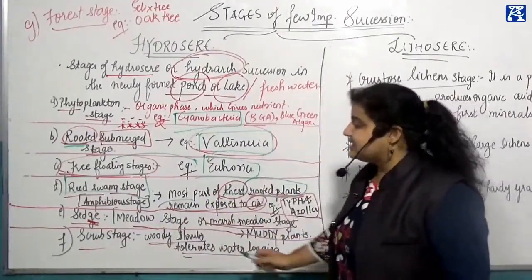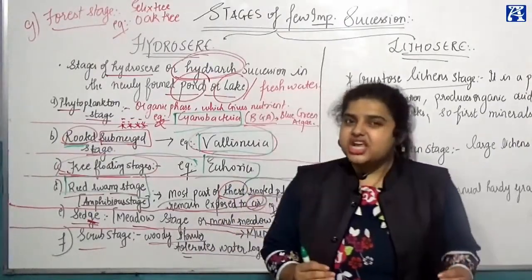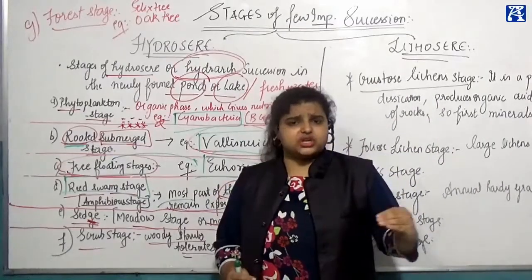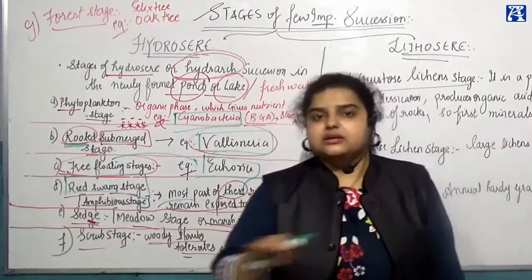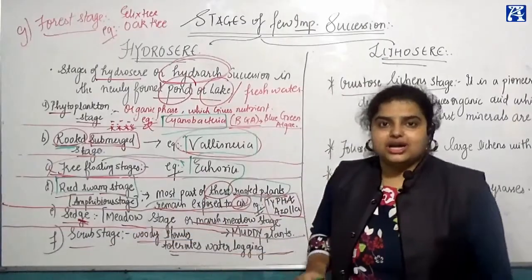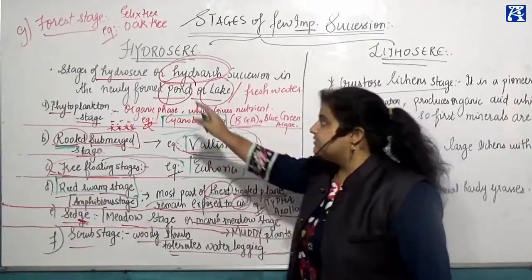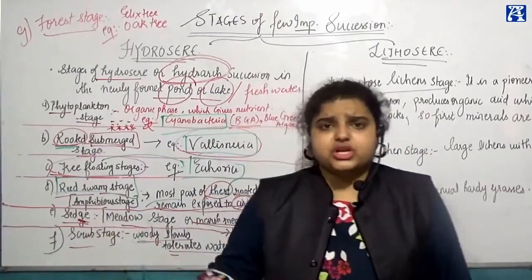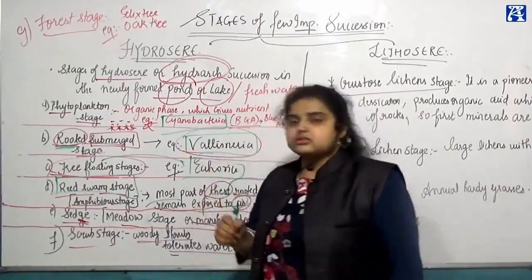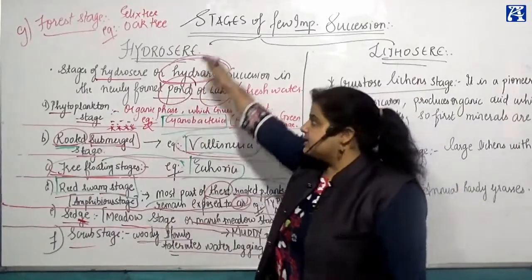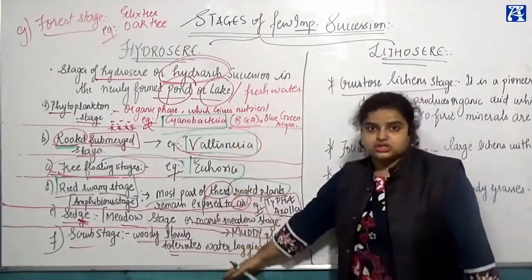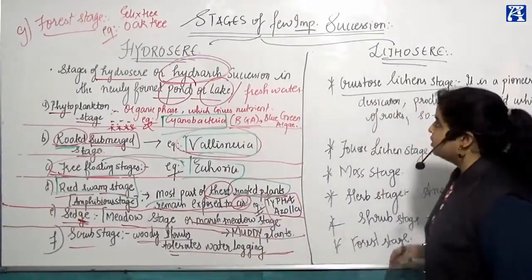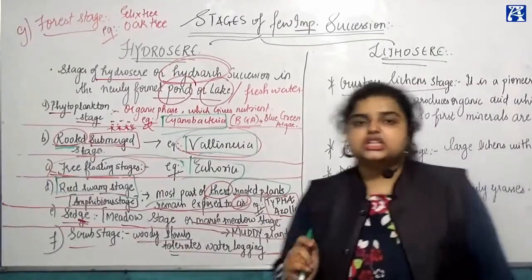Then comes the scrub stage. The scrub stage is the stage of the shrubs. When the shrubs are 5 inches, 4 inches or 3 inches, and half of the part is immersed in the water, that is called the scrub stage. Then comes the forest stage, where you see a huge amount of forest trees, called salix or oak tree. Clear? This is the example of hydrosphere. These are the stages of hydrosphere. Got it? Now we are going to see the stages of lithosphere.